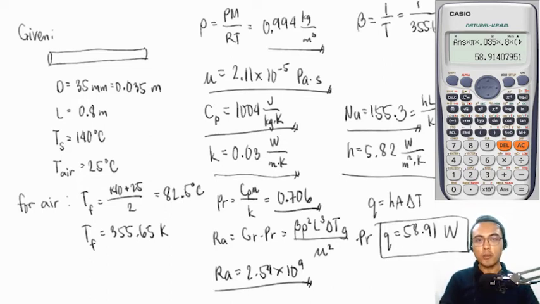Okay? So our method of solving problems involving convection, whether that be forced convection or natural convection, is reliant on the same flow of solution. The only difference is that in forced convection, we use the Reynolds number, and for natural convection, we use the Rayleigh number. Let's proceed.